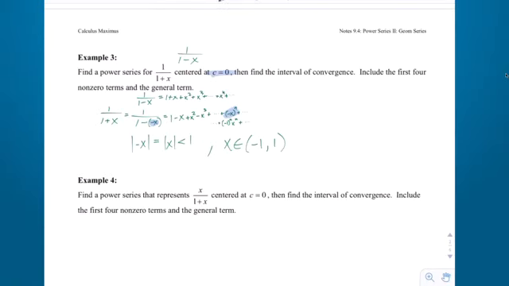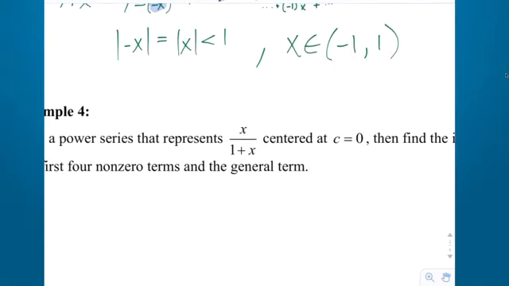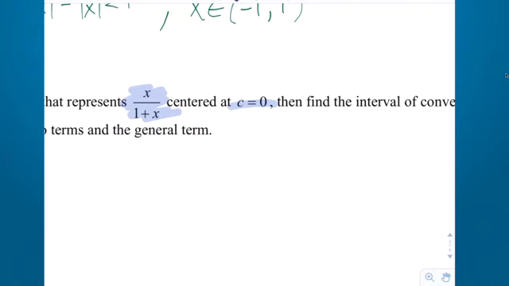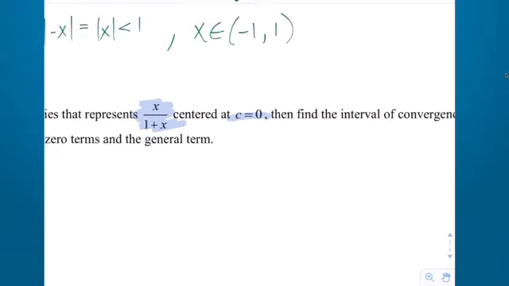Okay, what about example 4? It says find a power series that represents x over 1 plus x centered at 0. You certainly don't want to reinvent the wheel. You don't want to do Taylor's formula. F prime, that's going to use the quotient rule every time. It would still work, but if you can write that as some modification of your known geometric series, you'll have it. Well, what would I do?